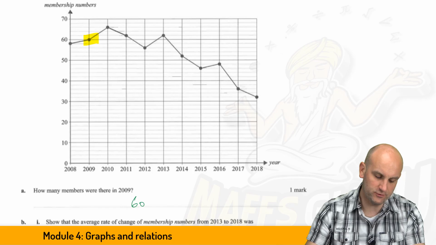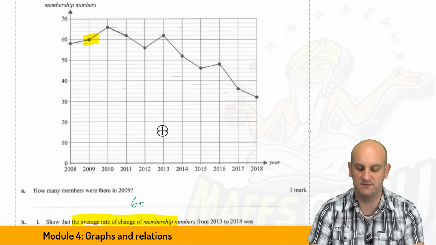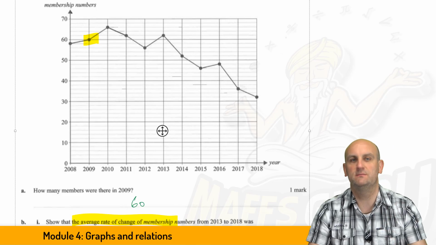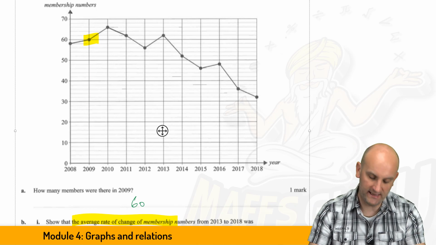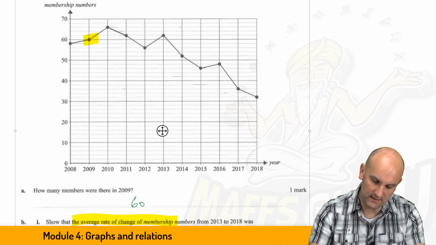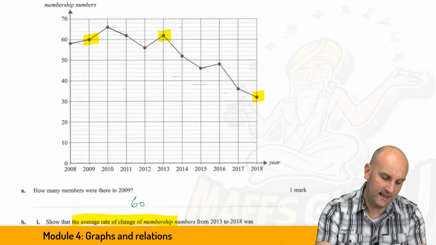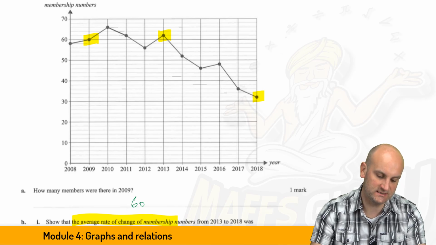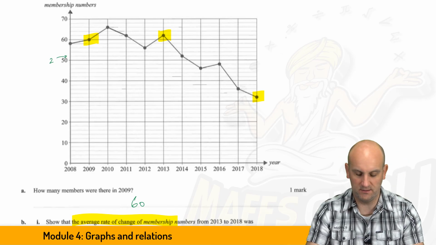Show that the average rate of change of membership numbers is minus 6. The average rate of change of membership numbers means taking the two membership numbers away from each other and dividing by the time that the change took place in. So what did we want? 2013, which is here, and 2018, which is here. Now, there is a trick in the sense of the scale. Each of these little marks is worth 2 members, so don't get tricked.